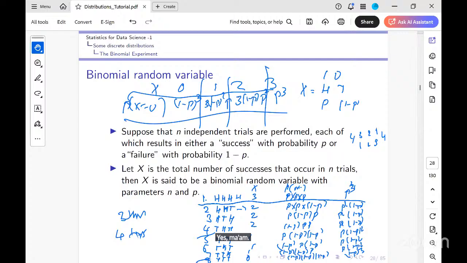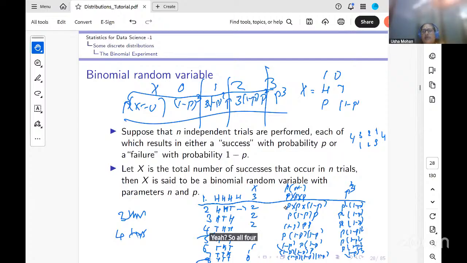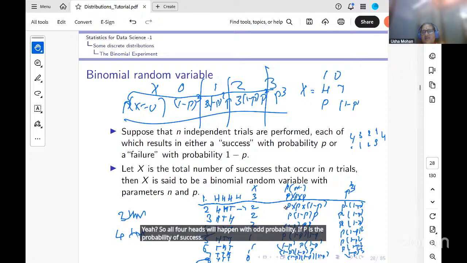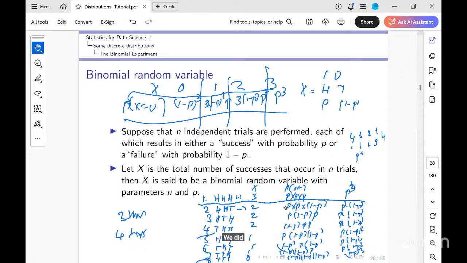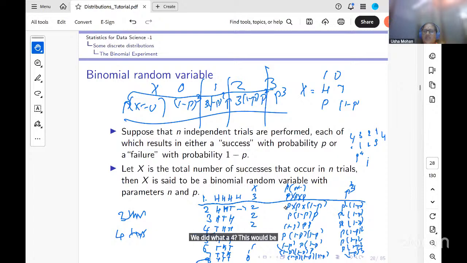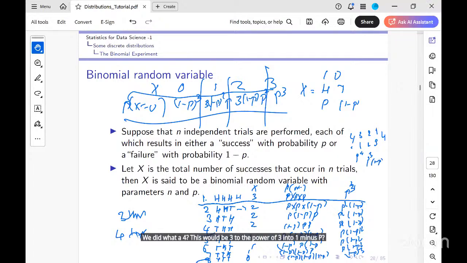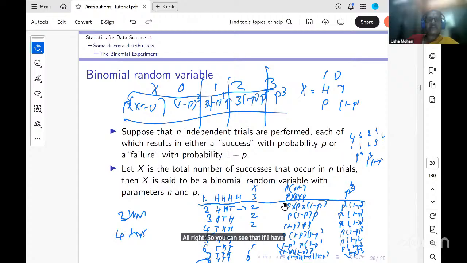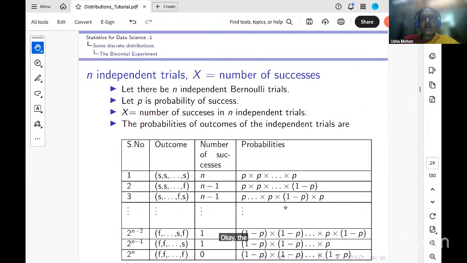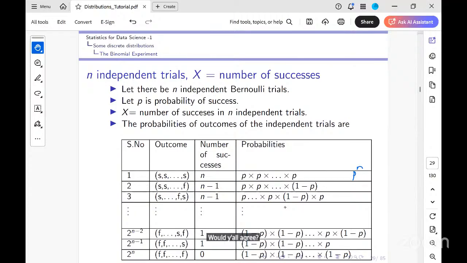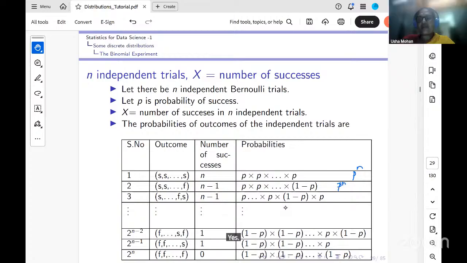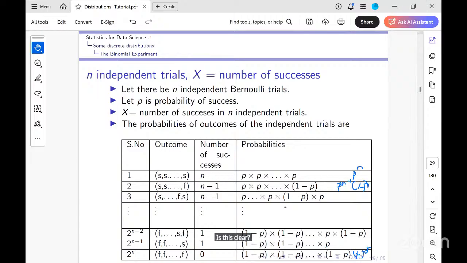So all 4 heads will happen with what probability, if P is the probability of success? P to the power of 4. This would be P to the power of 3 into 1 minus P. You can see that if I have n trials, the probability of all n successes is going to be P to the power of n. Would you all agree? This is going to be P to the power of n minus 1 into 1 minus P, and this is going to be 1 minus P to the power of n. Is this clear?